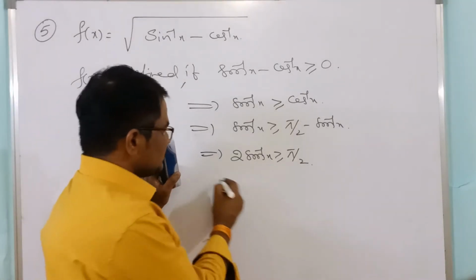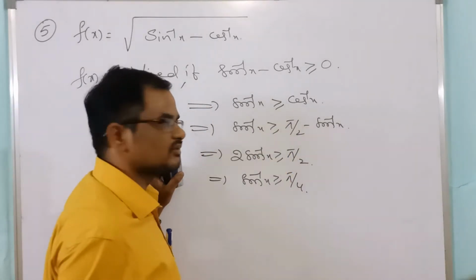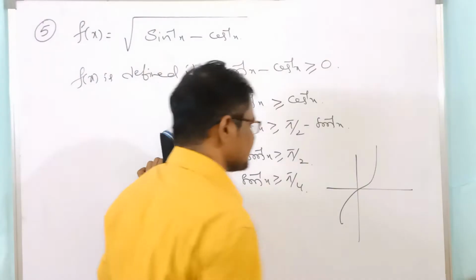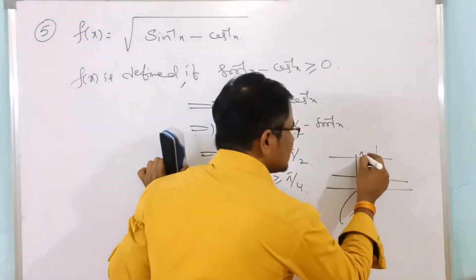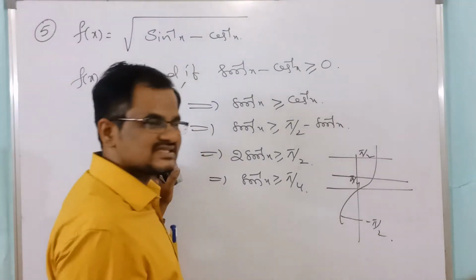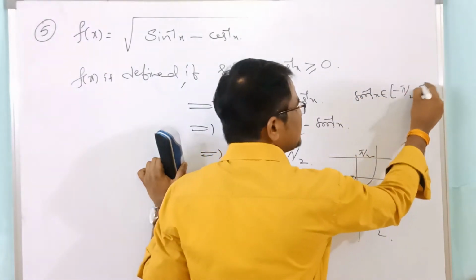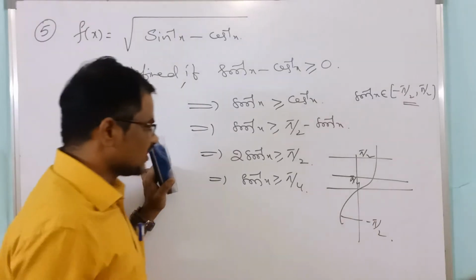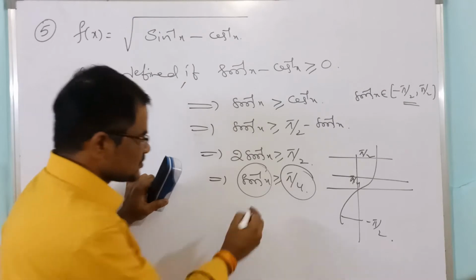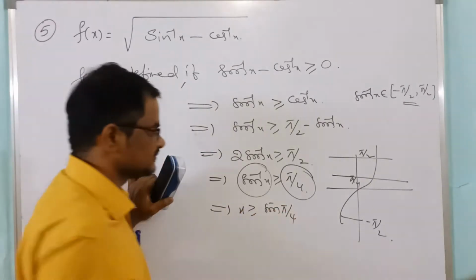Right. Now that implies sin inverse x is greater than or equal to pi by 4. So this is the graph of sin inverse x, here it is pi by 2, here it is pi by 4, and minus pi by 2 below, because sin inverse x exists in the interval minus pi by 2 to plus pi by 2, right? Now in this interval the function is increasing, so that's why you can write x greater than or equal to sin pi by 4.